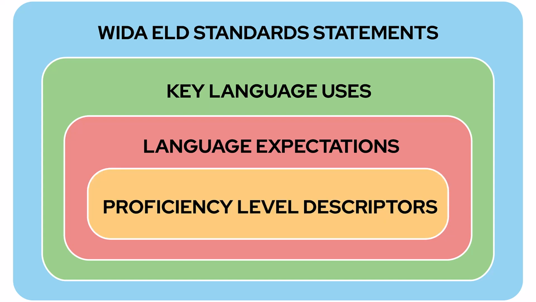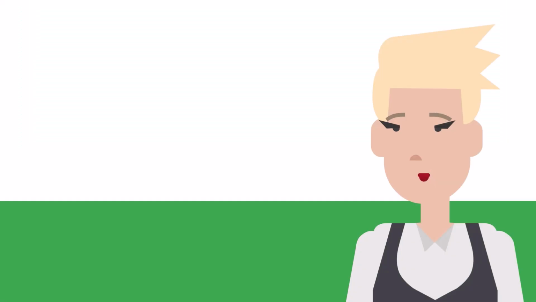Proficiency level descriptors. The 6 proficiency level descriptors, also known as PLDs, describe a continuum of language development activities that target language expectations. Now, let's wrap up this video by taking a look at a specific update to the standards and its impact on the development of Access.